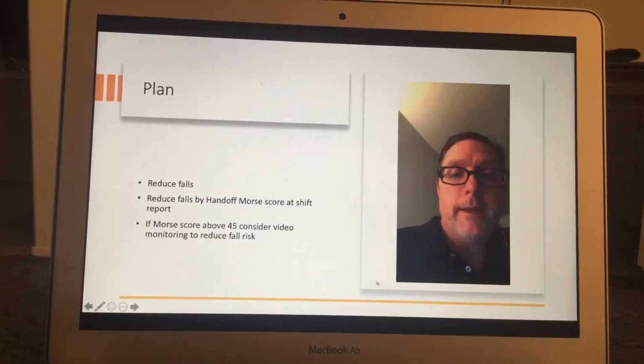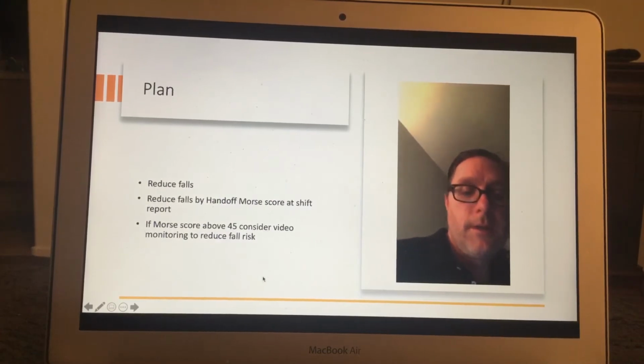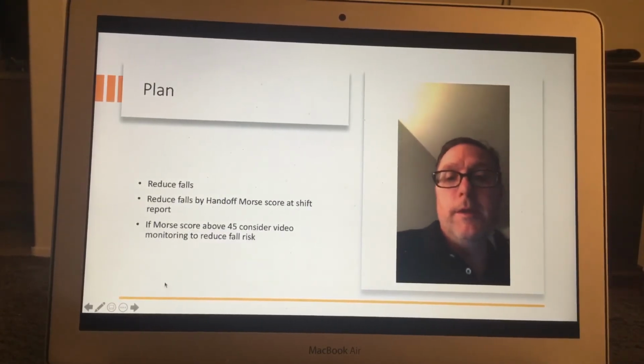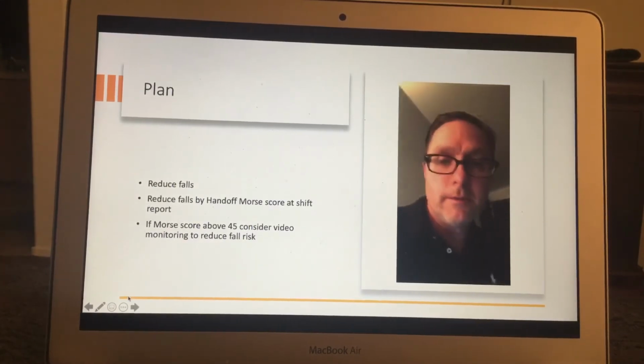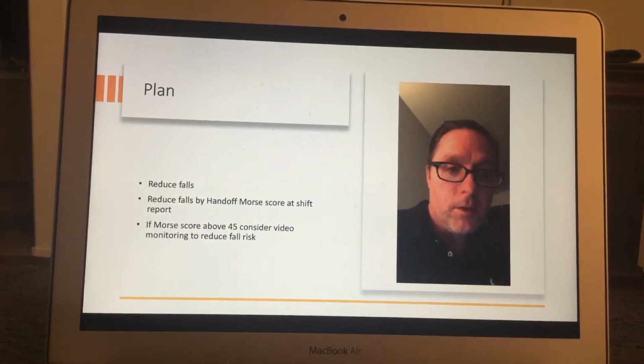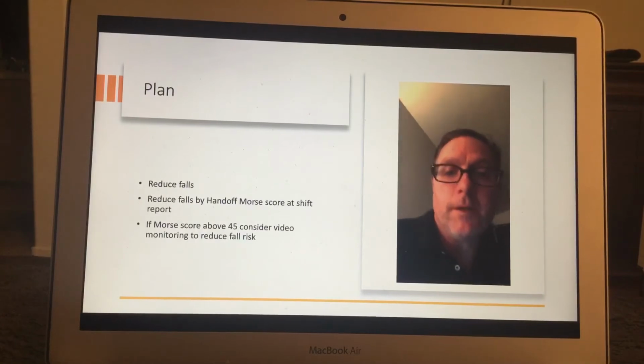So our plan is to reduce falls, and we're going to reduce falls by handing off that Morse score at the shift change, and also utilizing video monitoring if the Morse score is above 45.